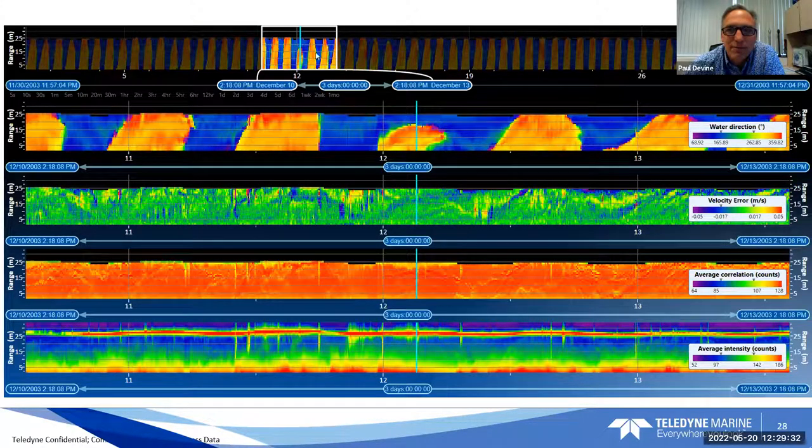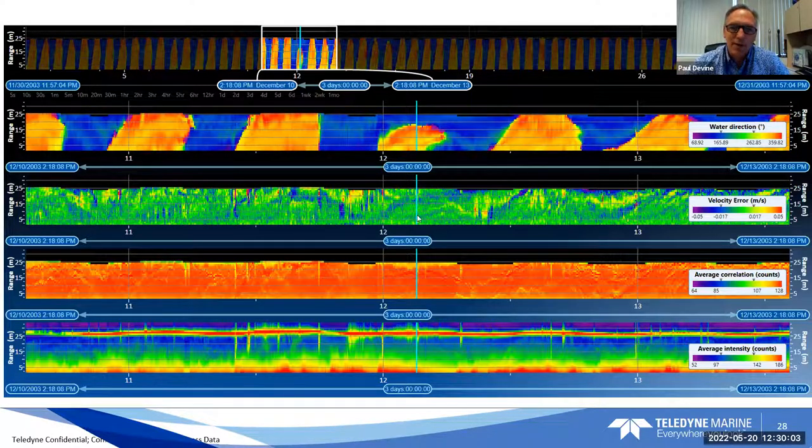Water direction, error, correlation, and echo. Basically, error, correlation, and echo, the three should be used in parallel. The most sensitive is error. Next is correlation. And the third, of tertiary importance, is the echo intensity. But the three are like the three amigos. You've got to use them all together.